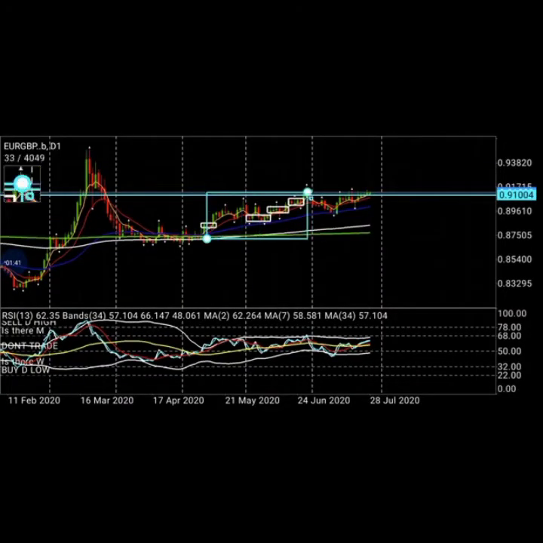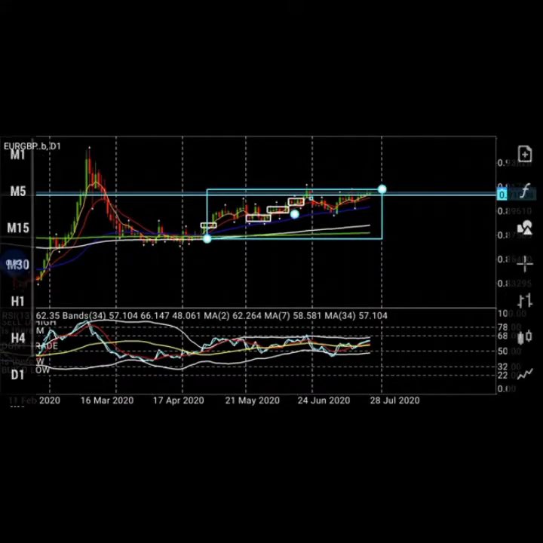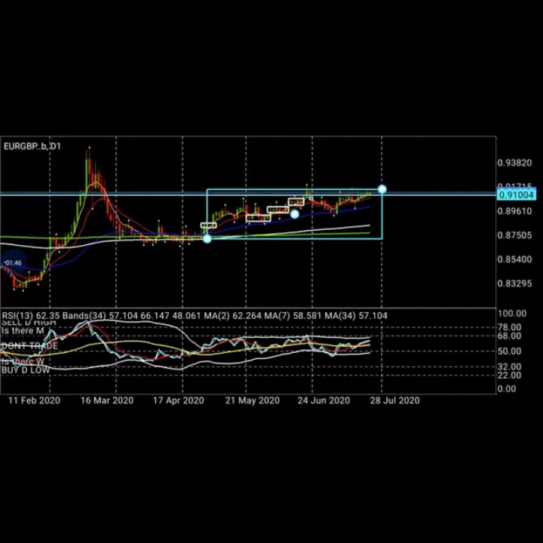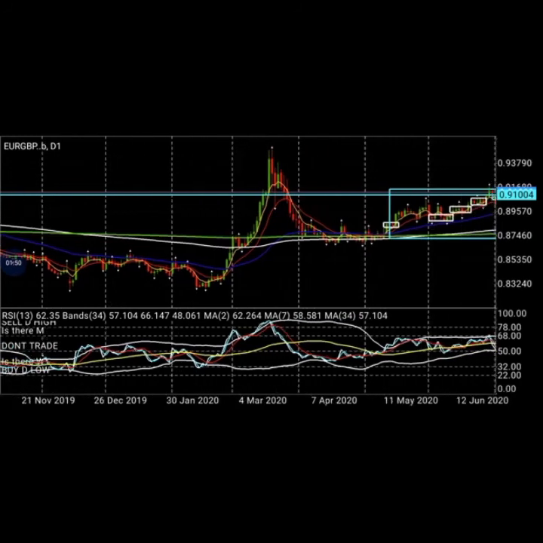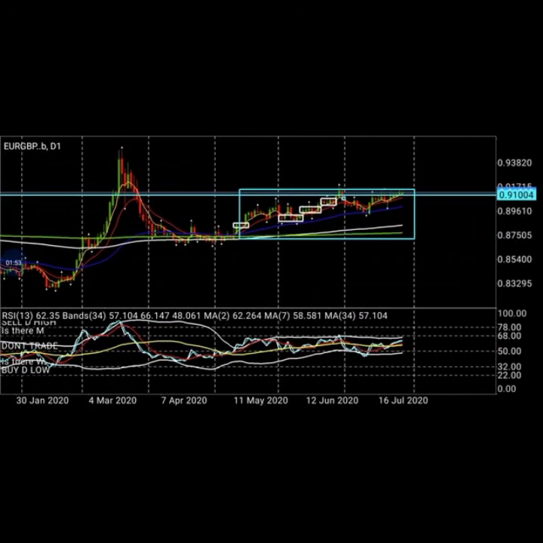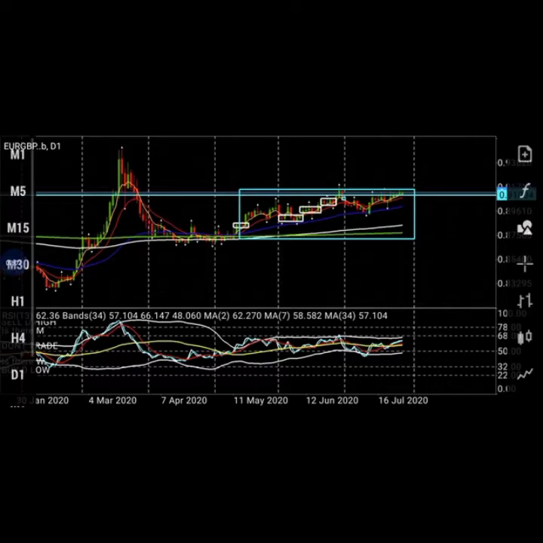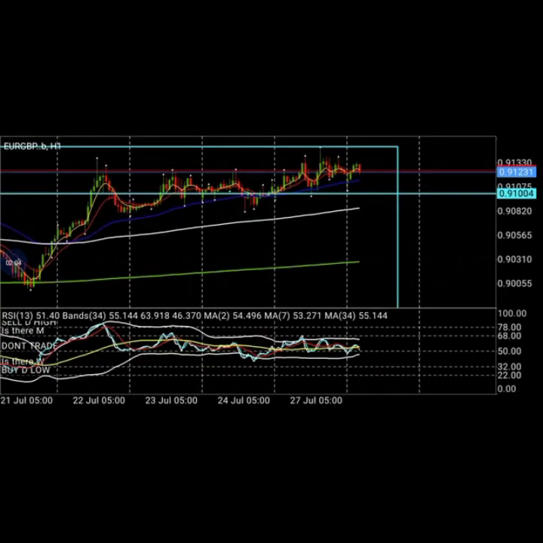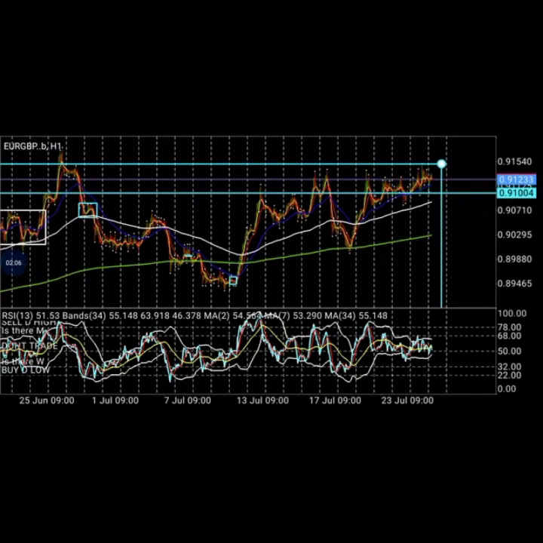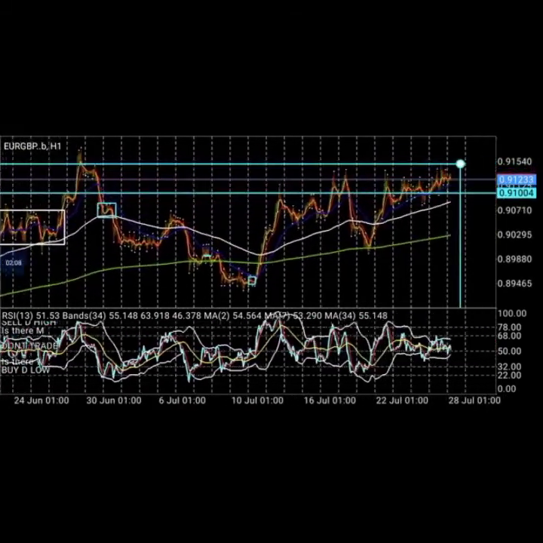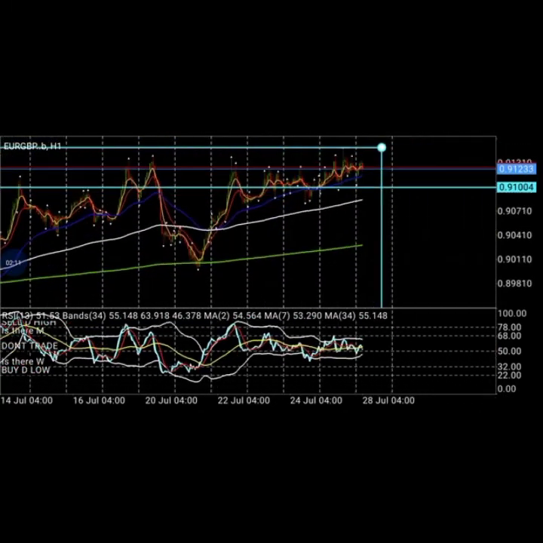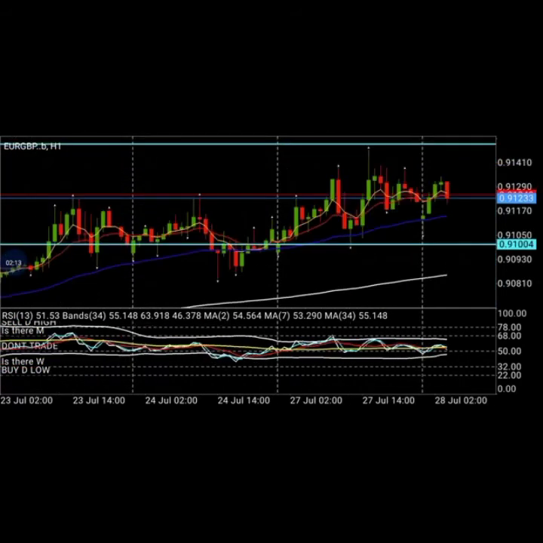Let's say I draw something. If I was to draw a box here, this may have been the peak. So let's say we are in the zone here. Right now we don't really know what's happening with the Euro GBP, but the pair has been consolidating.